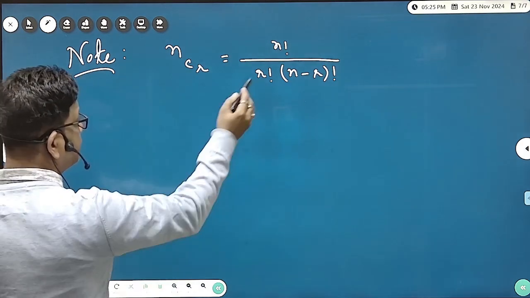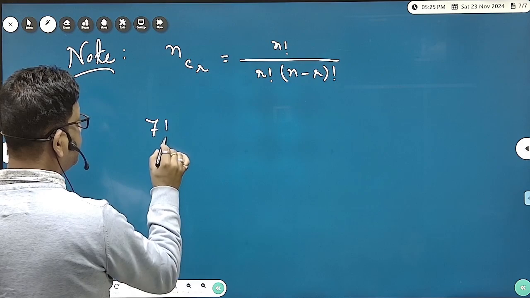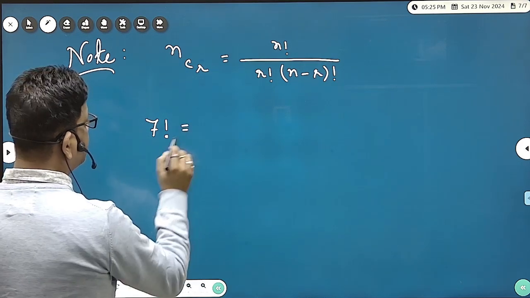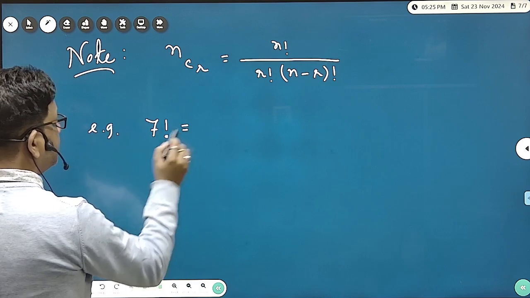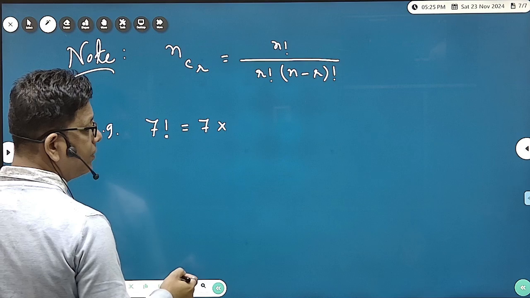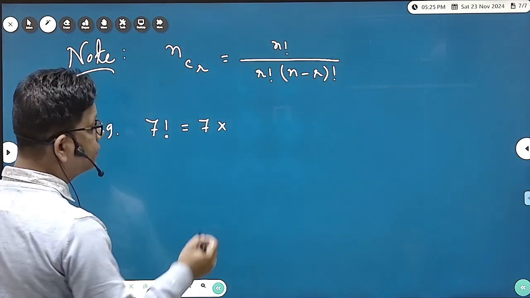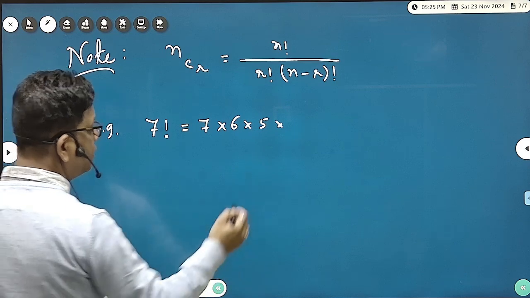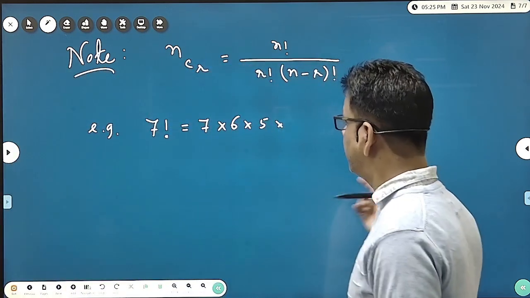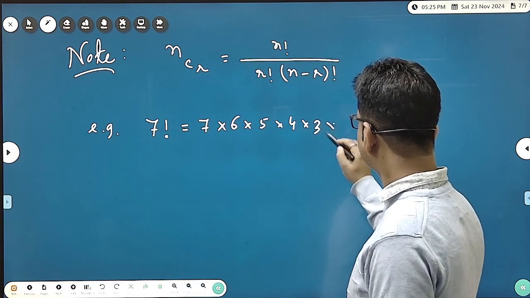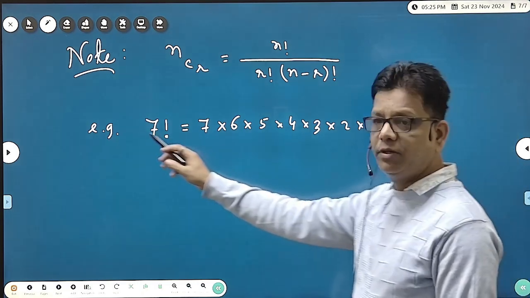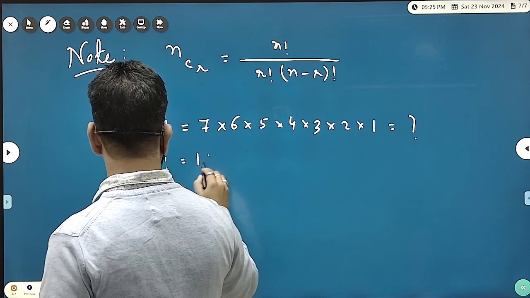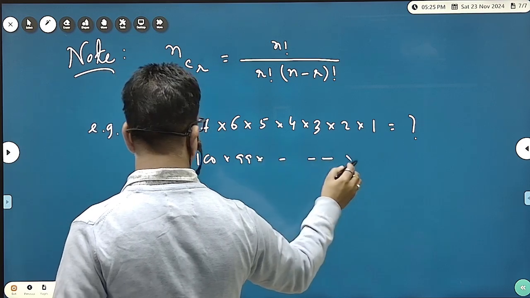But before that, what does this symbol mean? Suppose 7 factorial. This is the factorial symbol. Can I continue? The factorial means you have to multiply all the natural numbers. You cannot take decimal numbers. From 7 till 1, all natural numbers are to be multiplied. That is what factorial means. Is it okay? So if it is 100 factorial, what will you multiply? From 100 till 1.